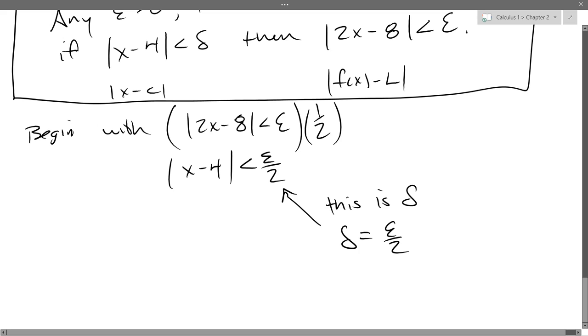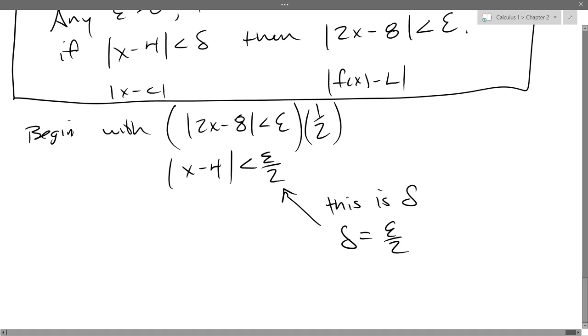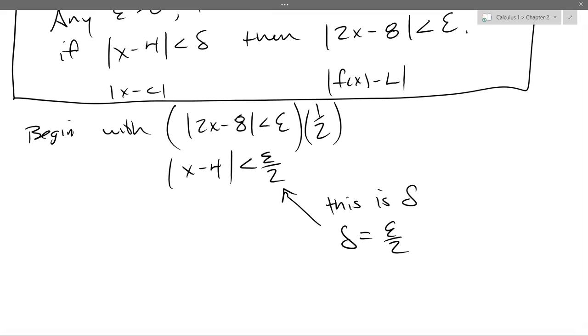So whatever epsilon you pick, I'll just cut it in half, and that's my delta. If your epsilon is 1/2, well, I'll just say delta is 1/4 then. If you want a really tiny epsilon, maybe 1/10, no problem. I'll just say 1/20 is going to be the delta. If you want a super tiny epsilon, 1 over a million, my delta is 1 over 2 million. So whatever epsilon you pick, no matter how small, I just have to divide it by 2, and that's my delta.